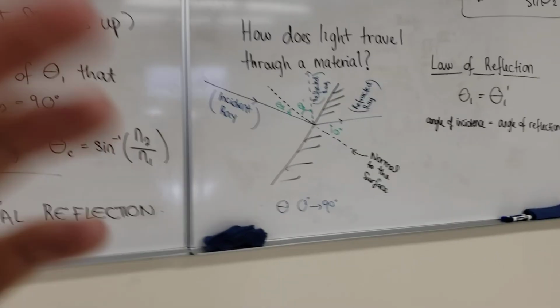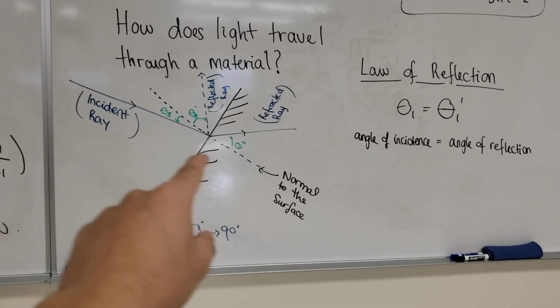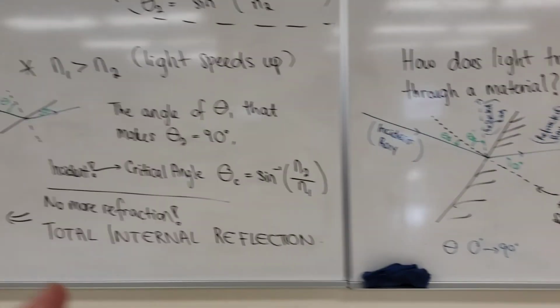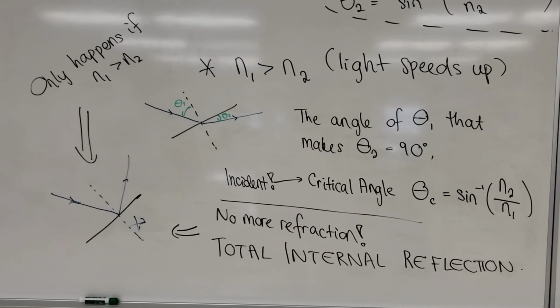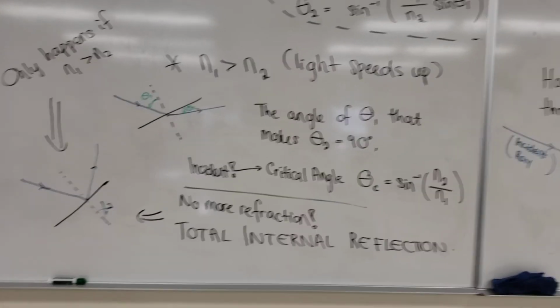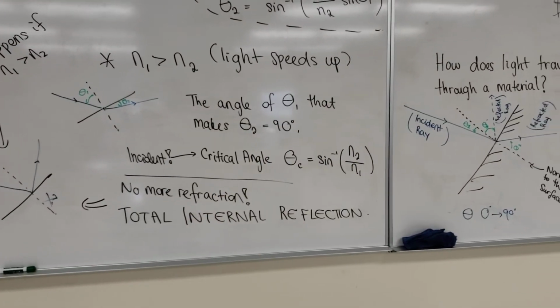Okay, remember, it's always the case that we have some light reflected and some light refracted. That's generally the case. However, in this case with n1 greater than n2, we no longer have any refracted light, purely reflected light. And that's the equation for the critical angle.